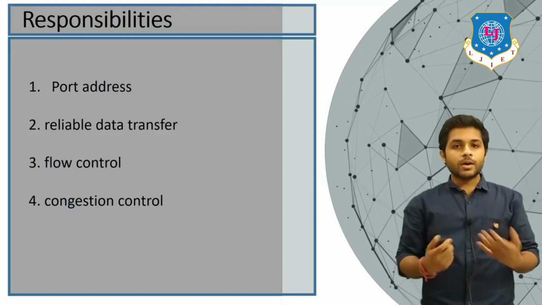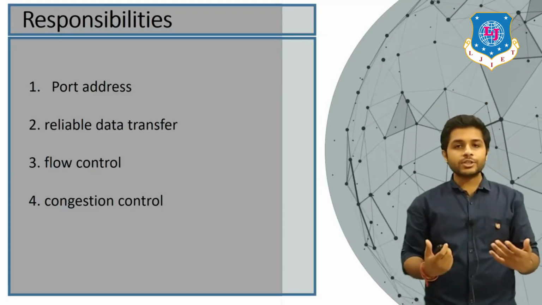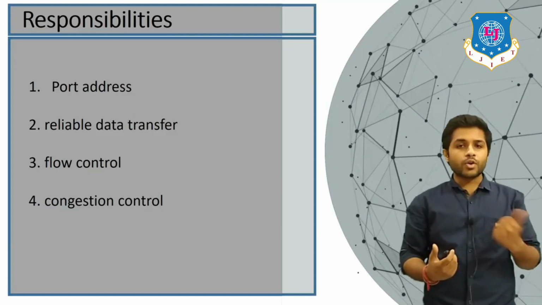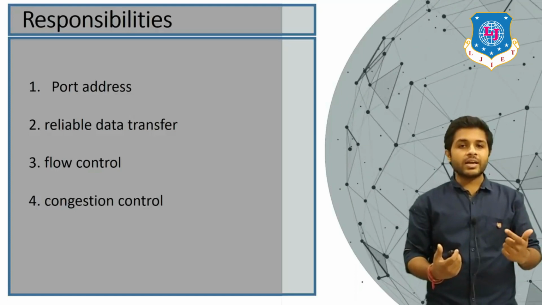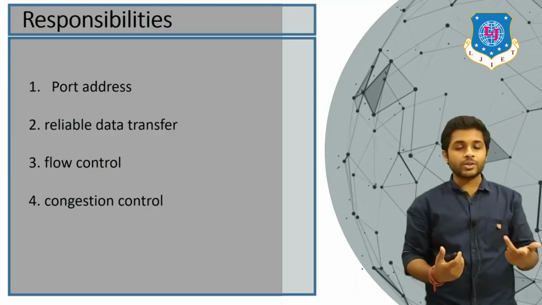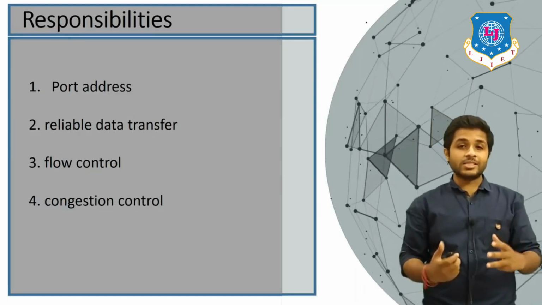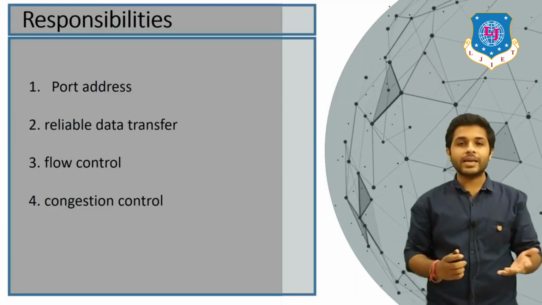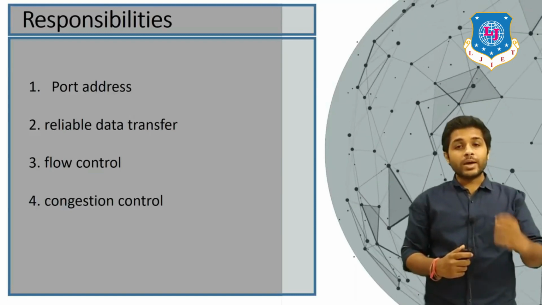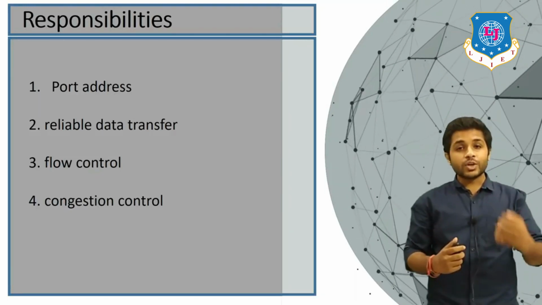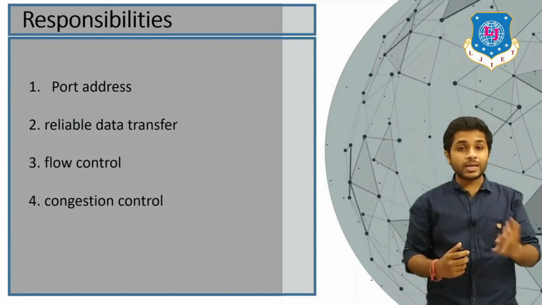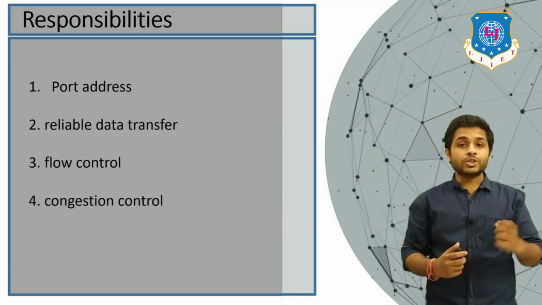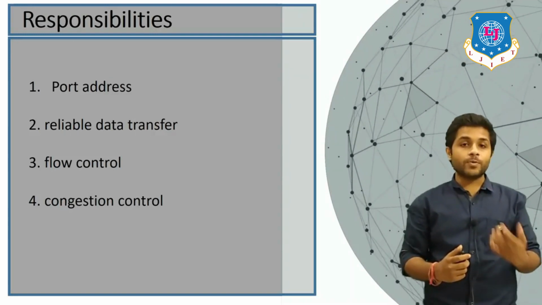Suppose in your computer there are many applications which are connected to the internet. Chrome is running, then Firefox, then you are attending a Zoom meeting online, you are playing a game as well, and these applications are running simultaneously, and all of these applications are connected to the internet. So when your computer receives data, it won't be able to know which data should be delivered to which particular application. This problem is solved using the port address.